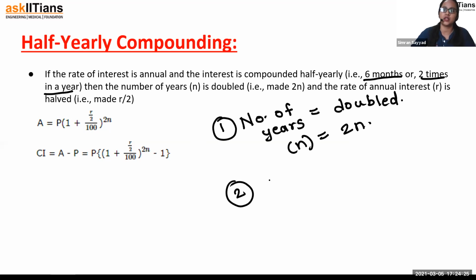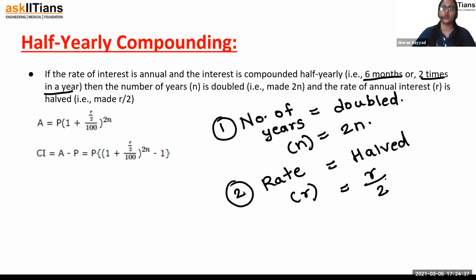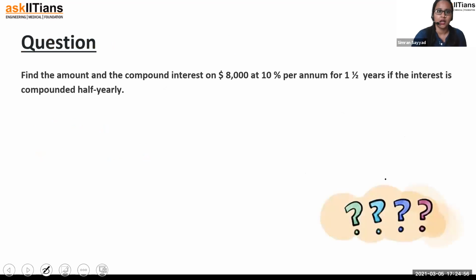The second important thing is the rate, R. R should be halved, that means it should be R by 2. These are the two important things associated with half yearly compounding. Don't get confused: the number of years is doubled, so n becomes 2n, and the rate of interest R becomes R by 2. So let's quickly solve this example.